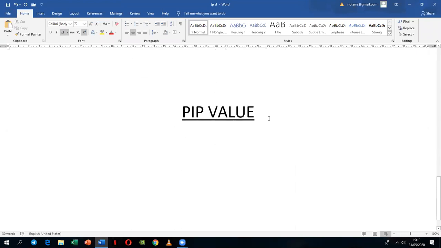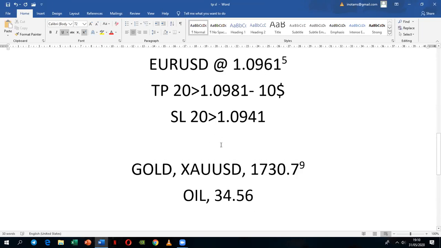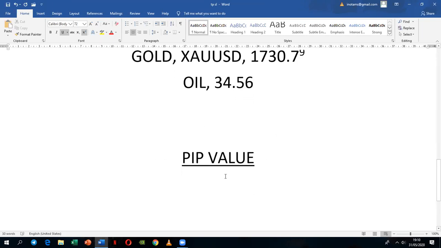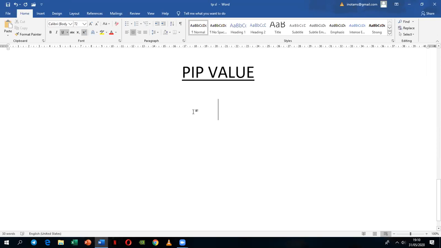So, one important thing you have to know is the pip value is determined by position size. Position size being what you know as lot, lot size. So we are going to begin by talking about lot size, position size, or trade size. This is where position sizing comes in. Position sizing is more like determining your lot size for a particular execution you're going to make.